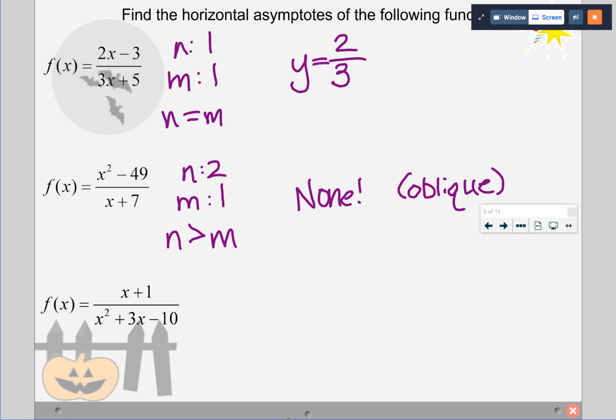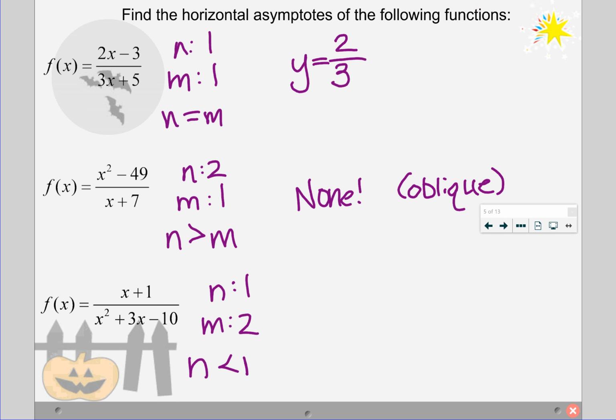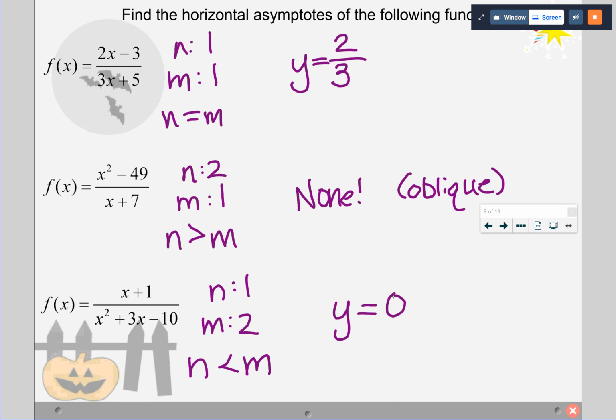Finally, the degree of the numerator, n, is less than the degree of the denominator, m. So my horizontal asymptote is y equals 0, or the x-axis. Okay. Make sure whenever you're naming an asymptote, it's either going to start with x equals or y equals, depending on if it's vertical or horizontal.